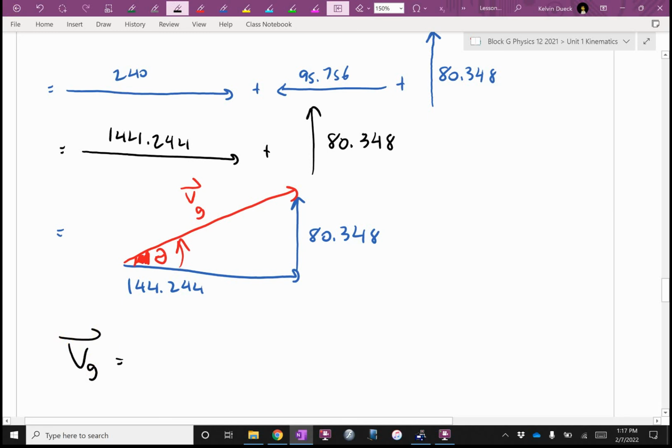How can I find the magnitude of the ground velocity? By the way, in the industry, they call it ground speed, but it does have both magnitude and direction. They should call it ground velocity, but I'll use the term ground speed because that's what they use in the airline industry, so fine.